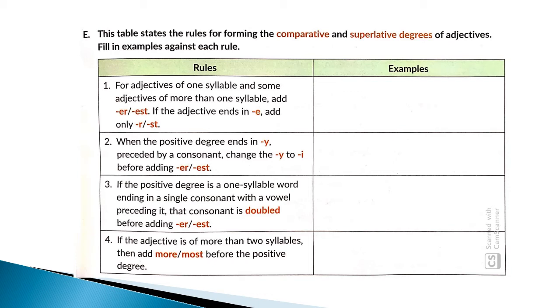If the adjective is of more than two syllables, then add more, most before the positive degree. So if any adjective is of more than two syllables, for example, beautiful, three syllables, the comparative and superlative of this would be more beautiful and most beautiful. So you will hunt out another example and write it down here in the book itself.